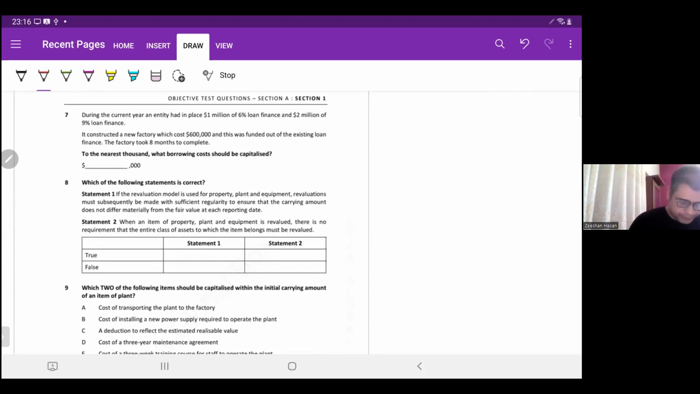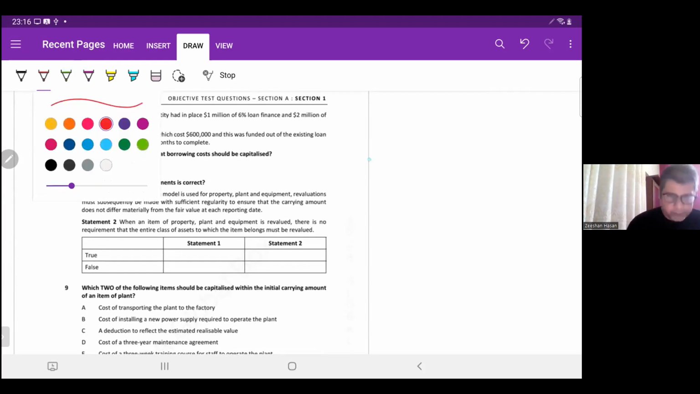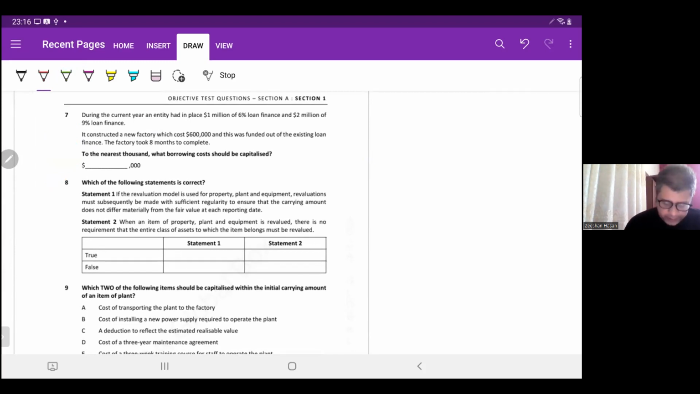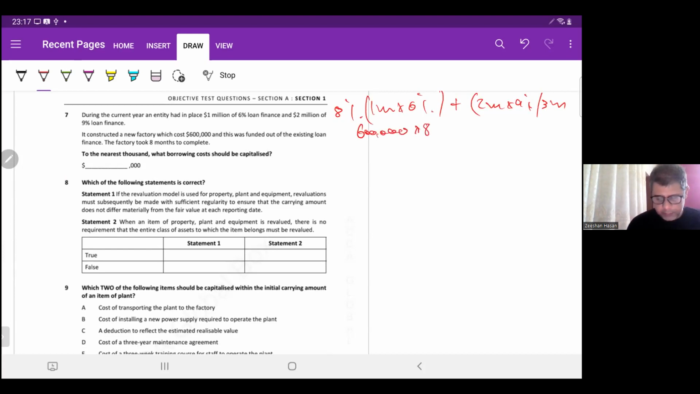So the weighted average cost of borrowing is 8% in this case, right? So 1 million into 6% plus 2 million into 9%, divided by 3 million. Therefore, the amount to be capitalized is 600,000 into 8% into 8 divided by 12, which is 32,000.